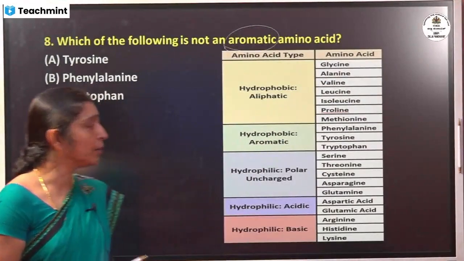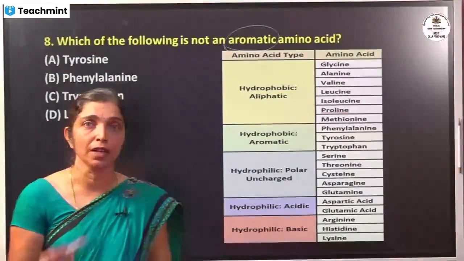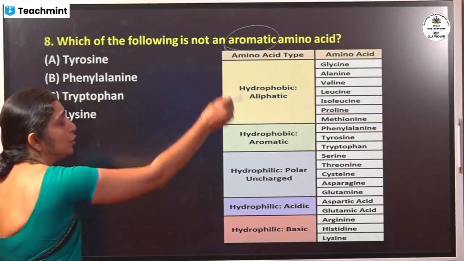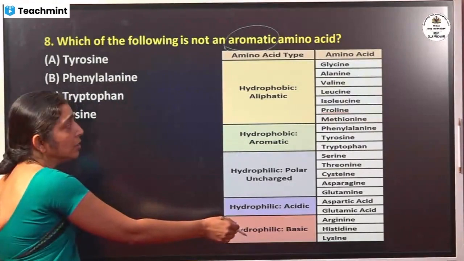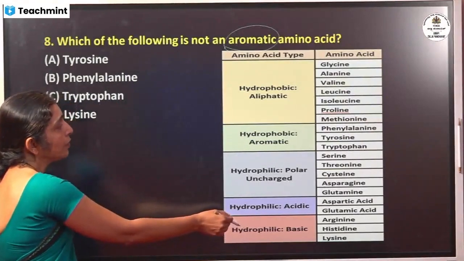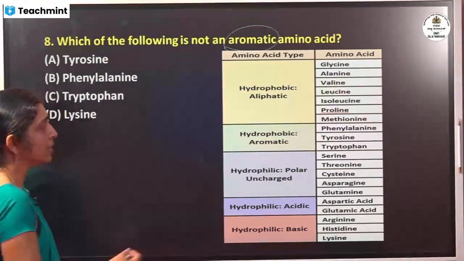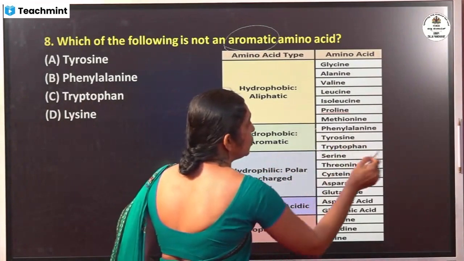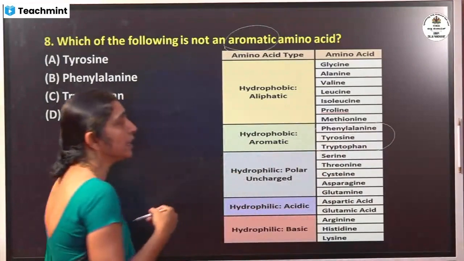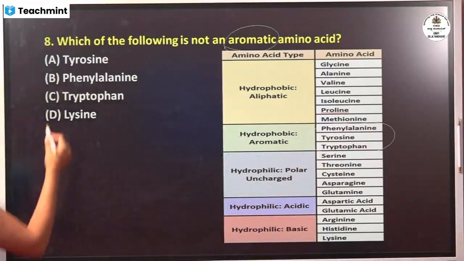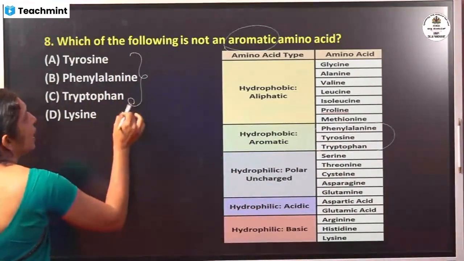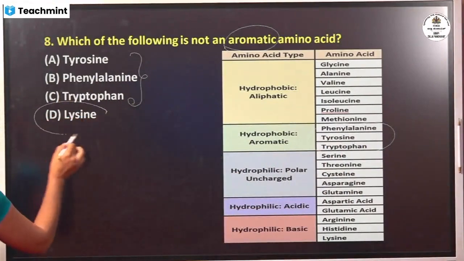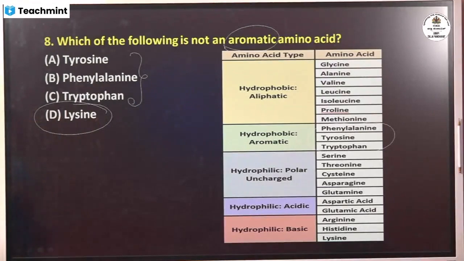So we have about 20 amino acids. We have the essential and non-essential, and each one is divided into different types, isn't it? So here we have the aromatic amino acids. There are 3 amino acids which are aromatic, that is, phenylalanine, tyrosine, and tryptophan. So definitely these 3 are aromatic amino acids, whereas lysine is a non-aromatic amino acid.